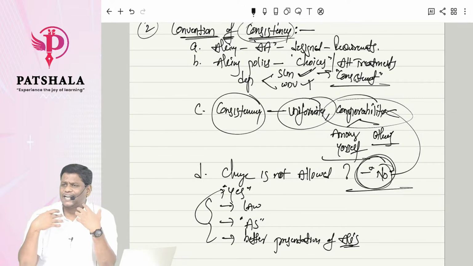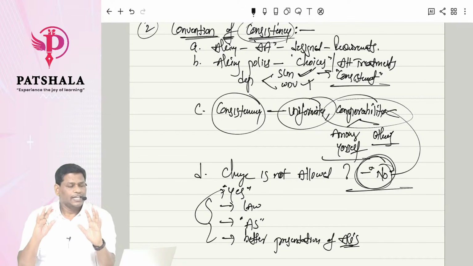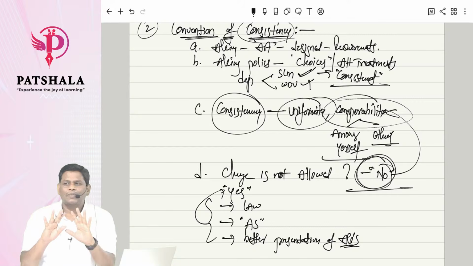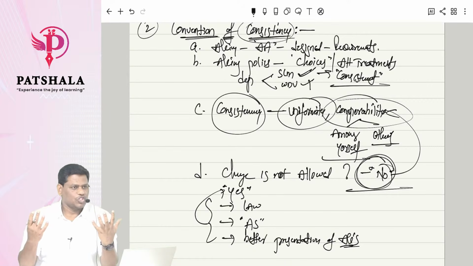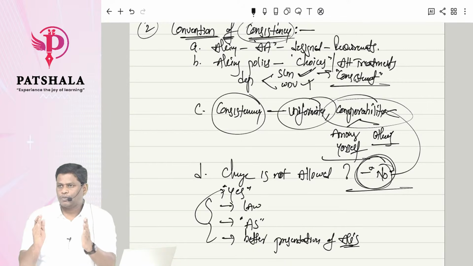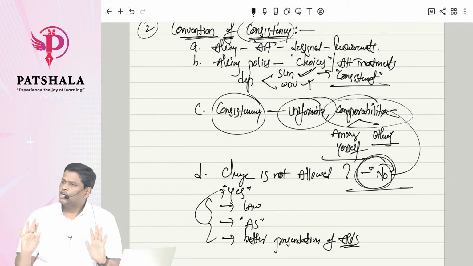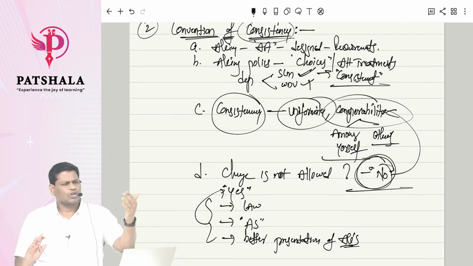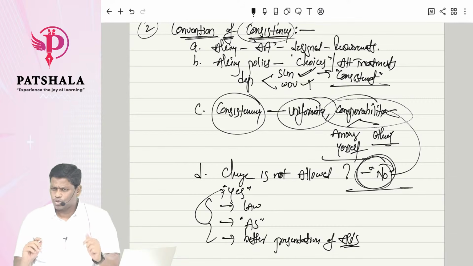It doesn't address any particular circumstance. It says that even though options are there, don't keep on changing. You select one policy, follow it consistently for a long period of time. That's it. What are all those? We'll discuss over a period of time. Don't worry about that.